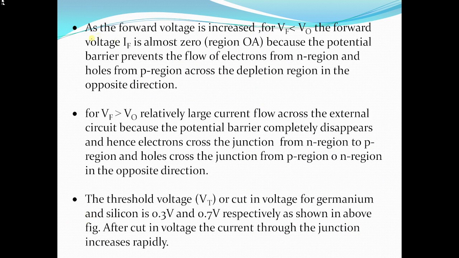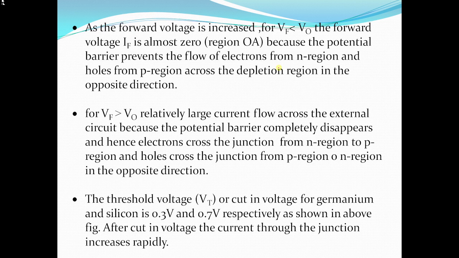So see here, as forward voltage is increased, for Vf less than V0, that means if the forward voltage is less than the threshold voltage, there is no current. So the current becomes 0. The forward current If is almost 0, because the potential barrier prevents the flow of electrons from N region to P region and holes from P region to N region.